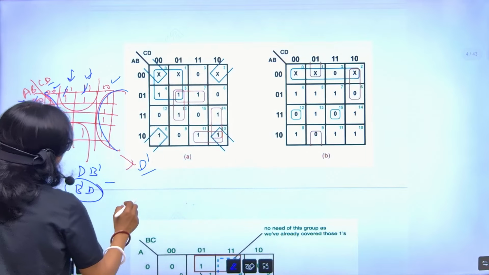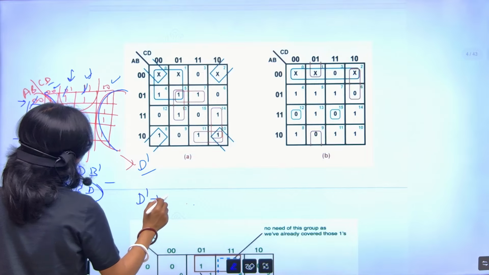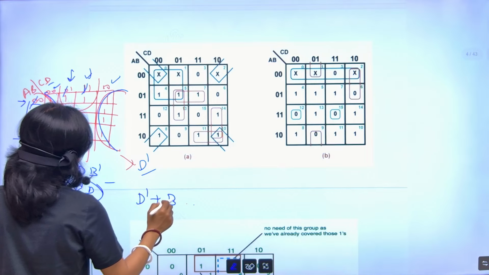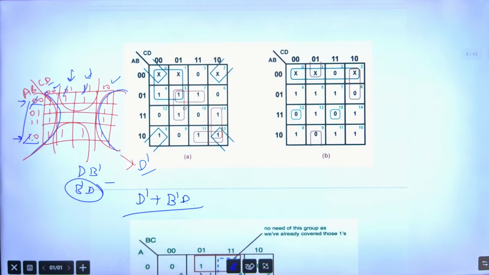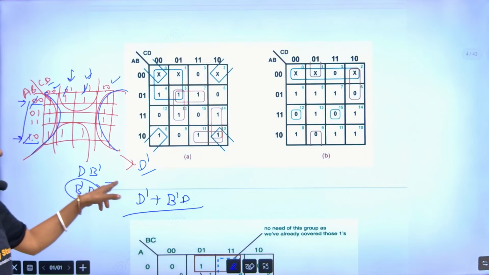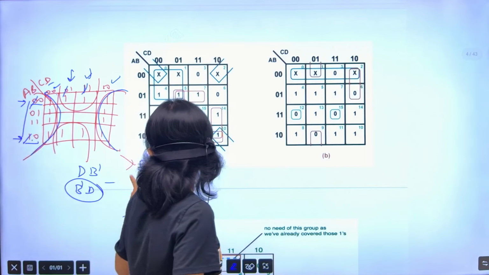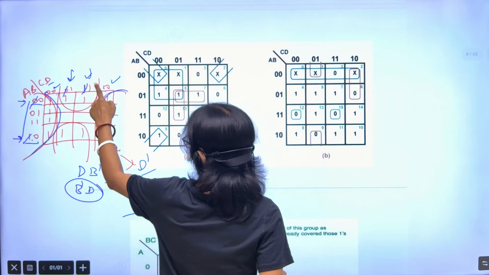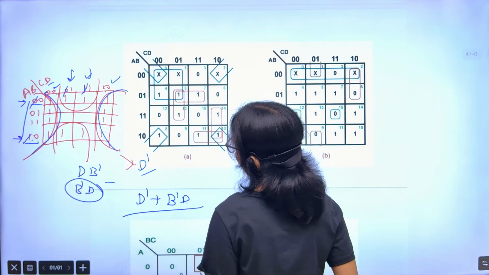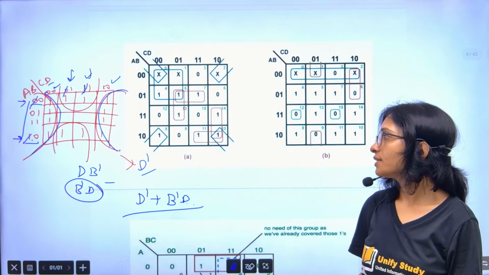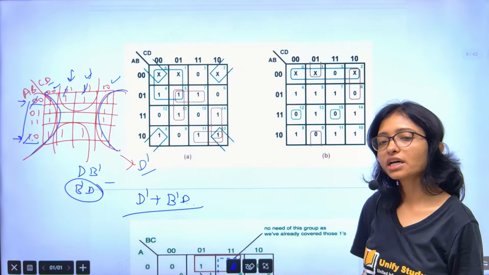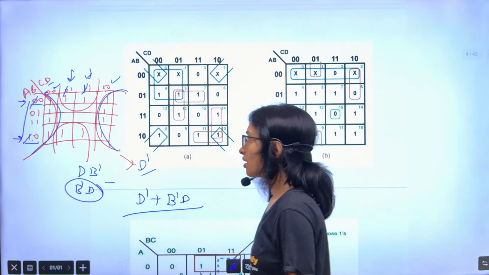So what is your final answer? You are getting D bar plus B bar D. This is your final answer, right? After solving this one, you are getting D bar, and from this grouping you are getting B bar D. Is this correct? Is this correct now? Now it is not correct.